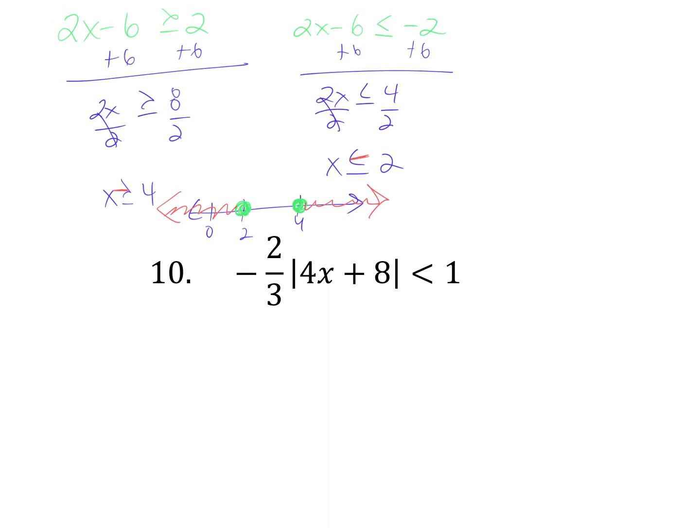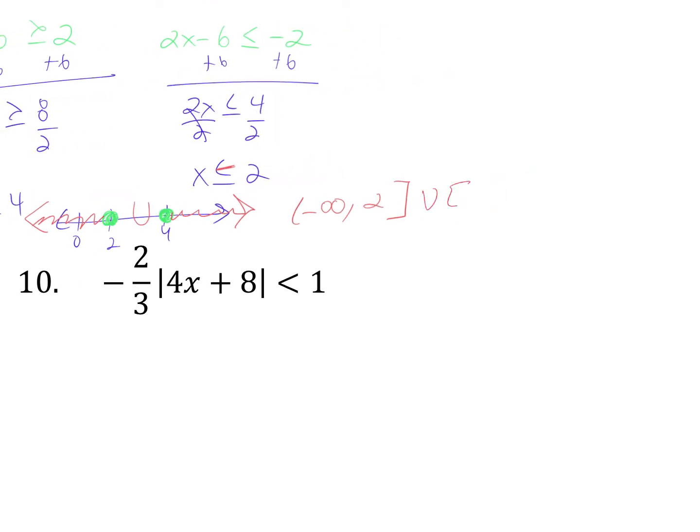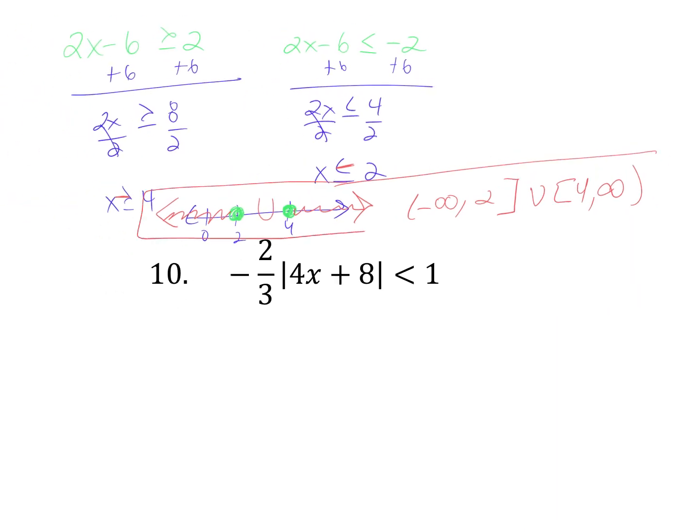So your interval notation here would be negative infinity to 2, bracket, there's a gap here, so I'd have union 4 to infinity. And this is my answer. You have to have brackets on your numbers because it's or equal to, and you have parentheses on your infinities.